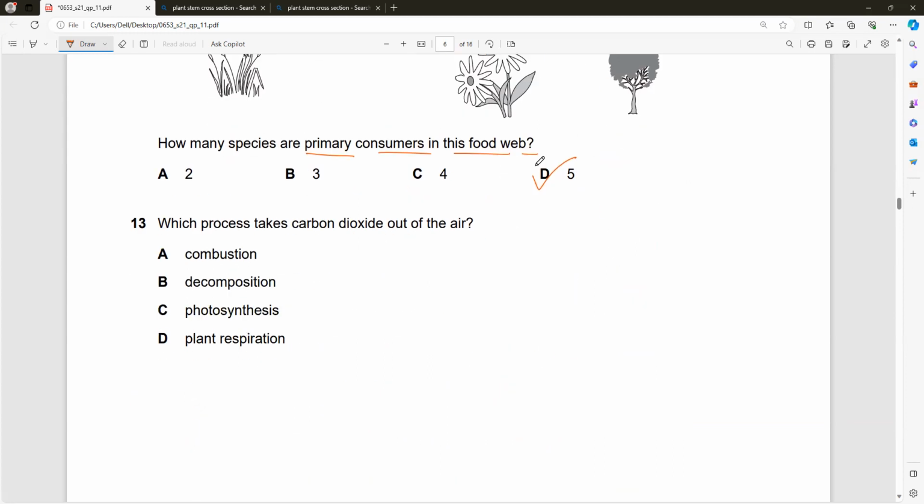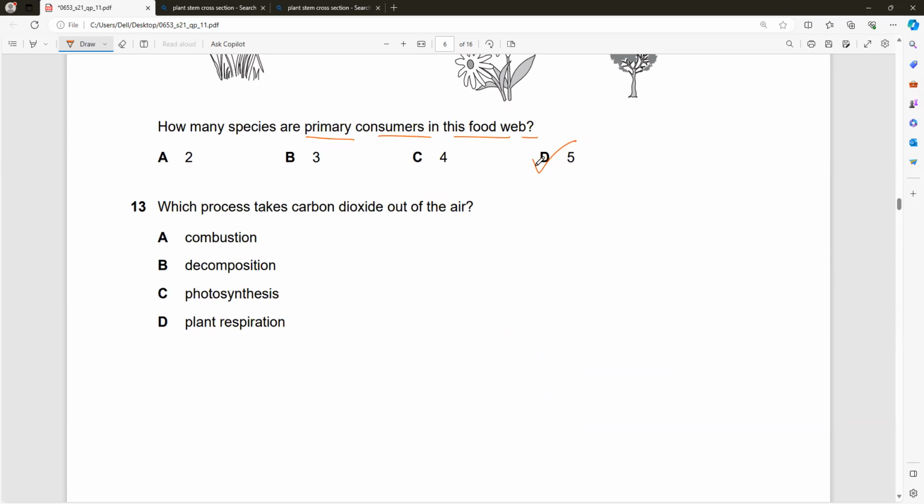Next. Which process takes carbon dioxide out of the air? Combustion, decomposition, photosynthesis, or plant respiration. Anybody? Which process takes carbon dioxide out of the air, means removing carbon dioxide? Which process, guys? Who will use the carbon dioxide? Photosynthesis. Photosynthesis needs carbon dioxide to carry out, correct, guys? That's all they are asking. Nothing else is there. So, photosynthesis.